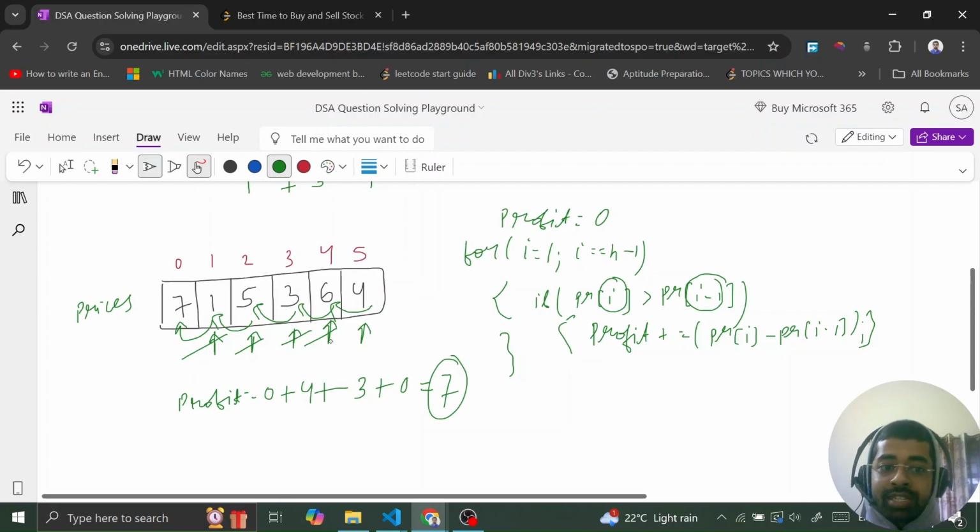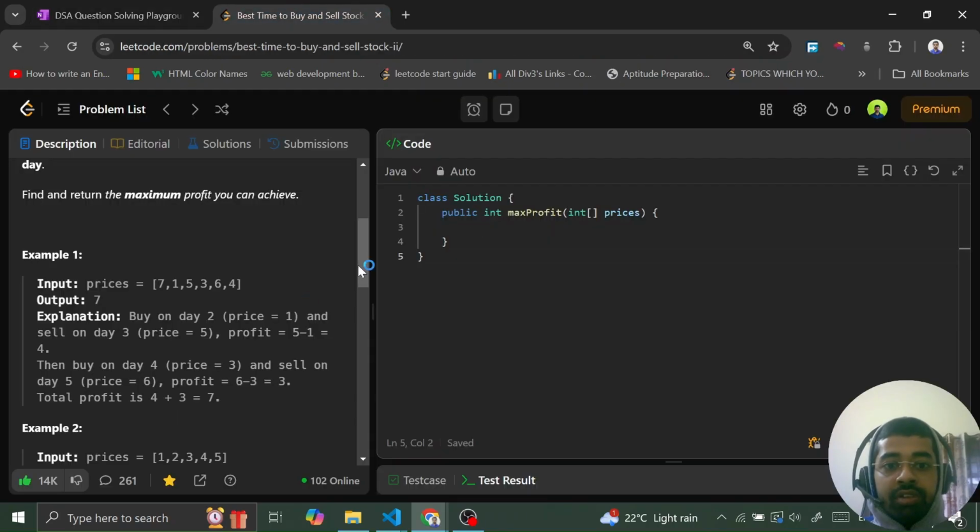I hope you are able to understand this. I will encourage you to do the dry run like this for more test cases, random test cases, and then you will understand more about what is happening here in this logic. Okay. But meanwhile, I will actually code this out for you.